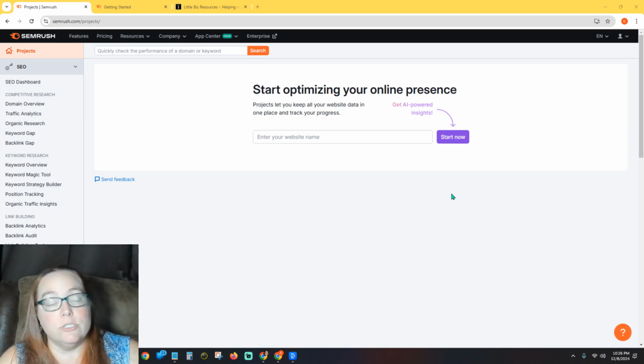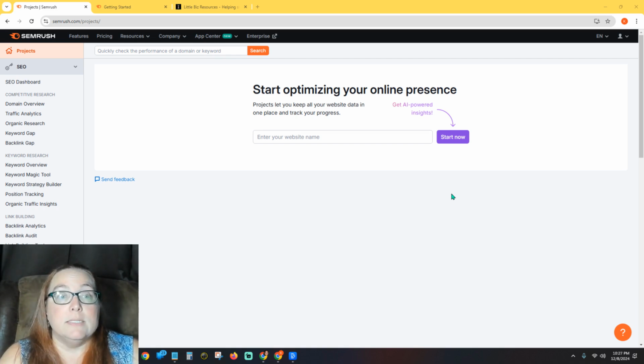I believe they call it SEMrush. This is a paid tool, though you can get a free trial. The tool helps you in a bunch of different ways, and SEMrush specifically is for search engine marketing or search engine optimization. It makes it a very good tool to identify ways to get organic or free traffic. You can use it in a bunch of different ways, but what I want to do in this specific video is just cover how to use it for a local business.